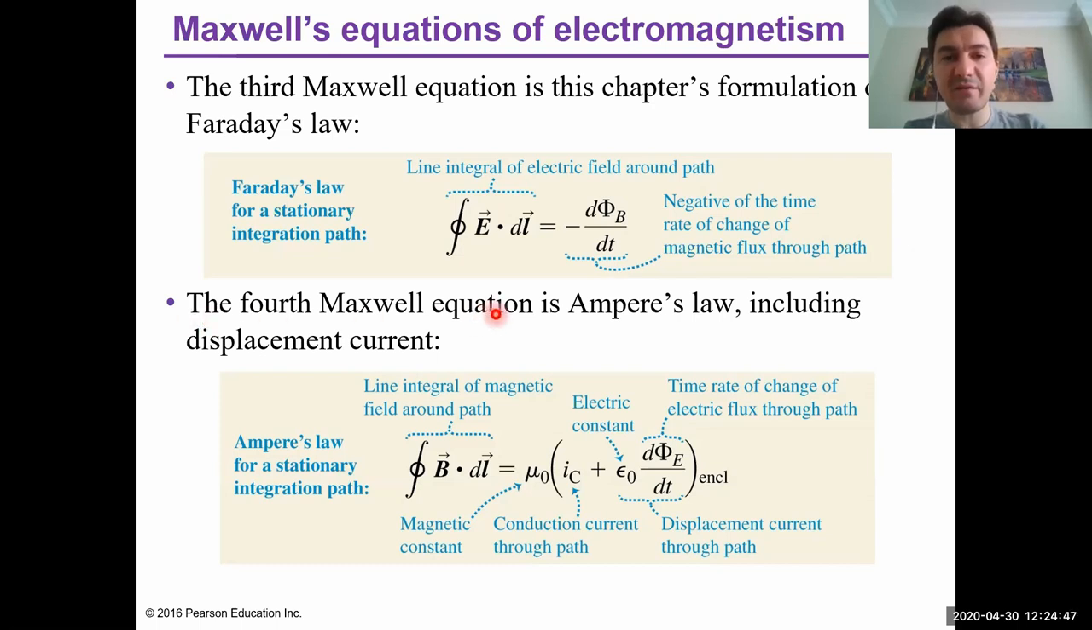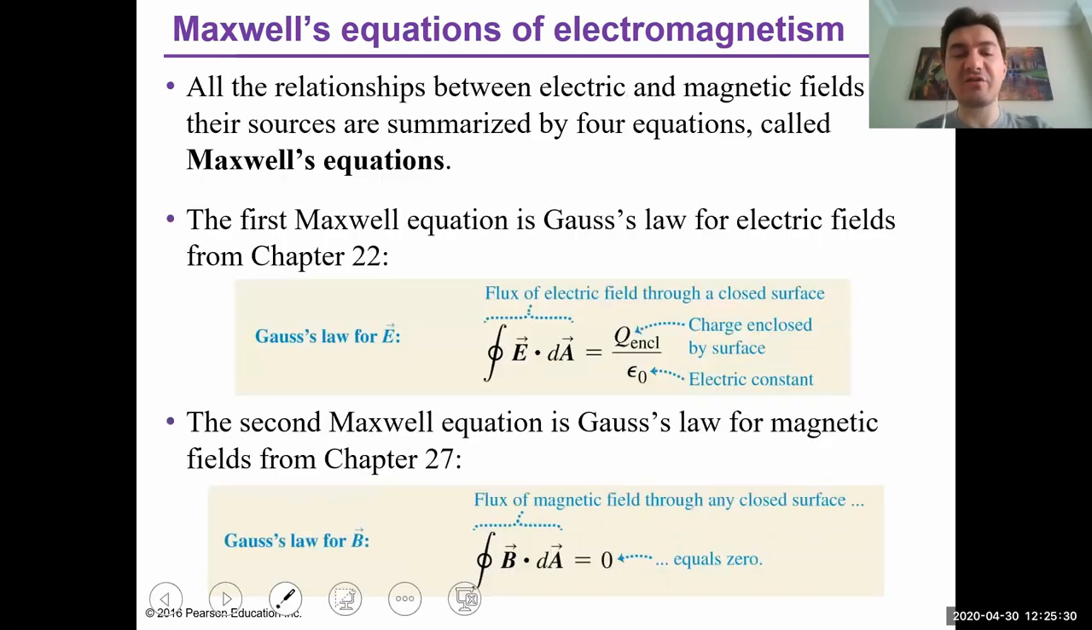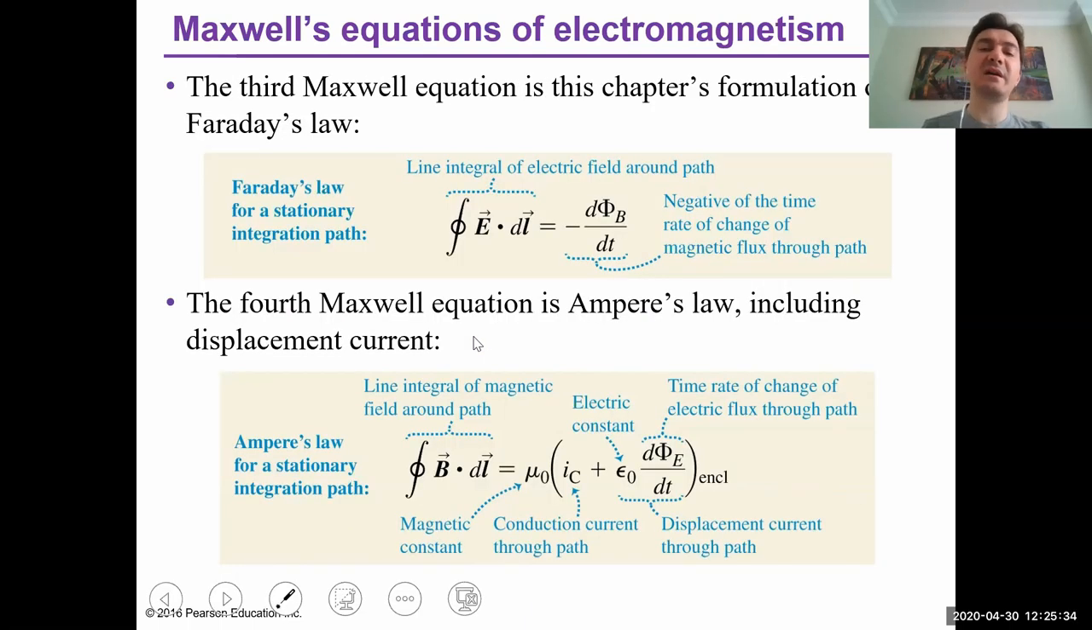And the fourth Maxwell equation is Ampere's law, including displacement current. Maxwell corrected Ampere's law, including displacement current, into the I enclosed. Okay, line integral of magnetic field around the closed path is given by mu zero times I enclosed, but I includes both conduction current and displacement current. And the magnitude of the displacement current is given by the time rate of change of electric flux through the path. So we have four equations, and they are very important to explain, especially electromagnetic waves. We will see them in the next chapters.